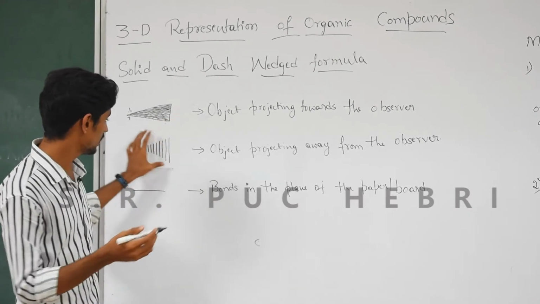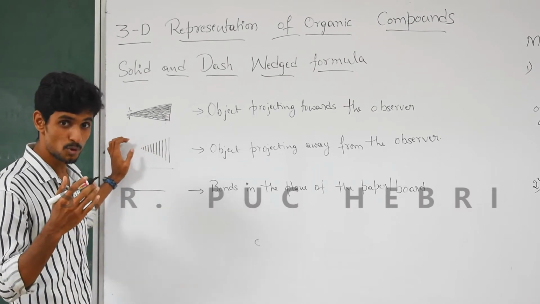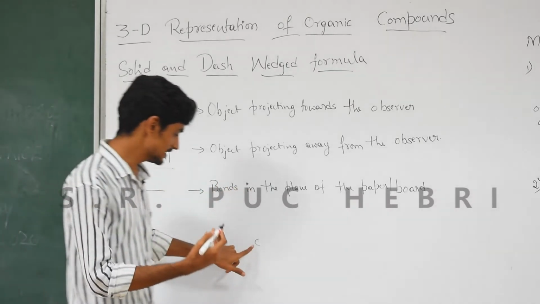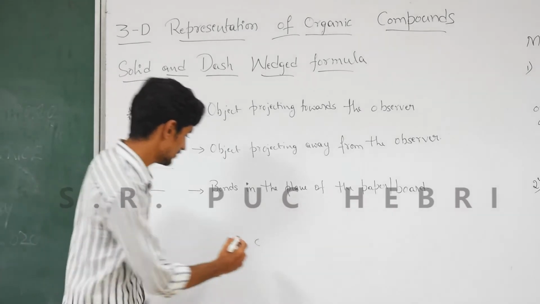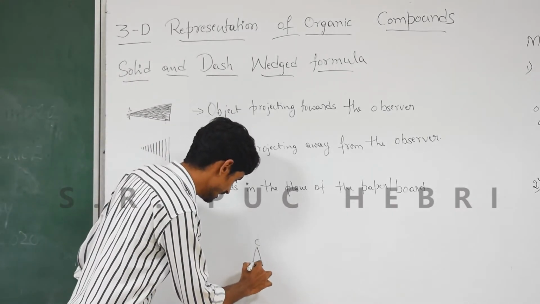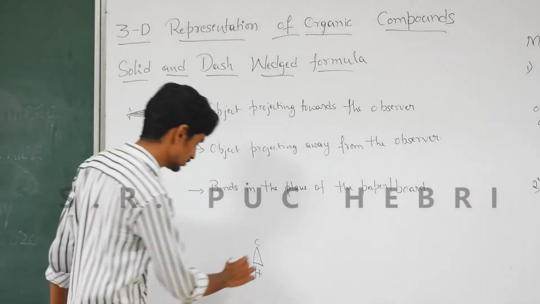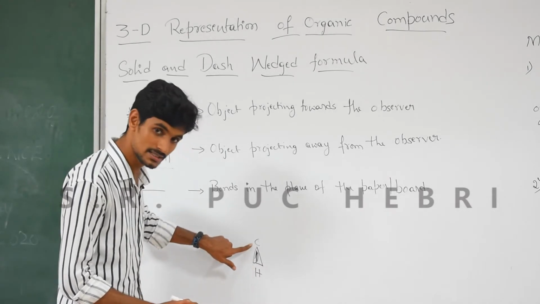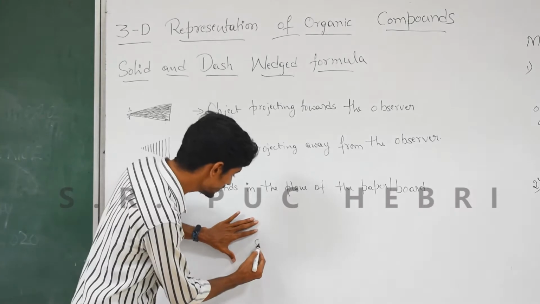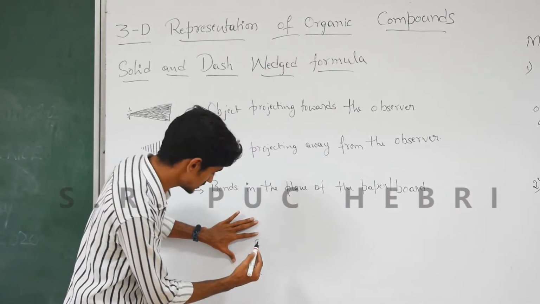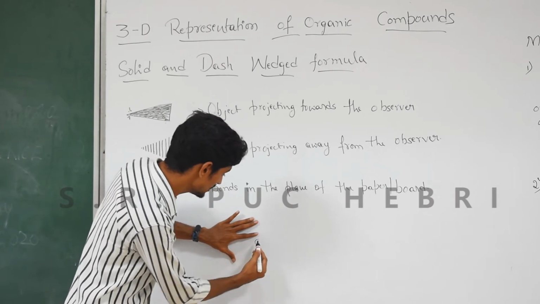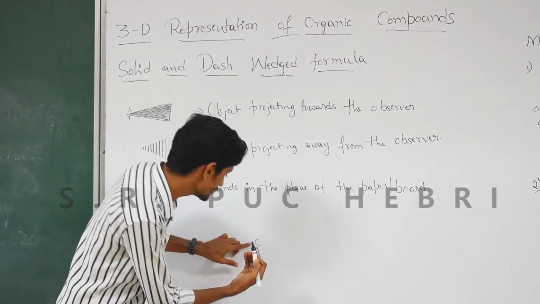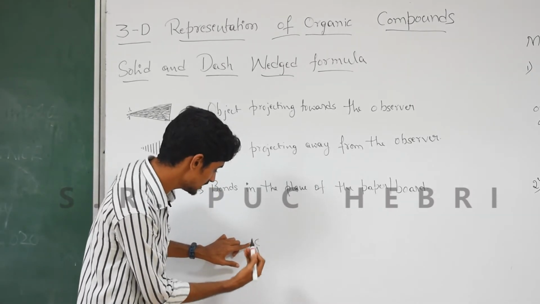Now, one more wedge represents a bond going away, or an atom present away from you. So if this is a carbon, and suppose I write a hydrogen like this, then this hydrogen is not in the plane of this board, it is in the three-dimensional space of this structure. It is projecting towards you, so the hydrogen may be present in the space like here. That is what it means.